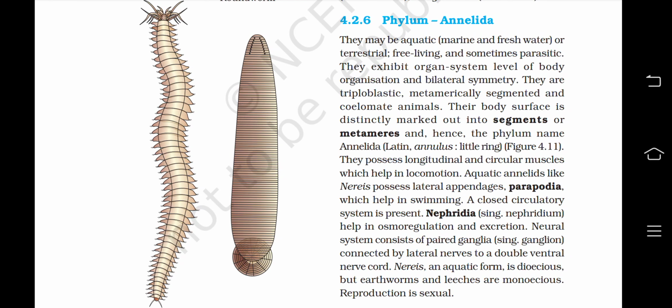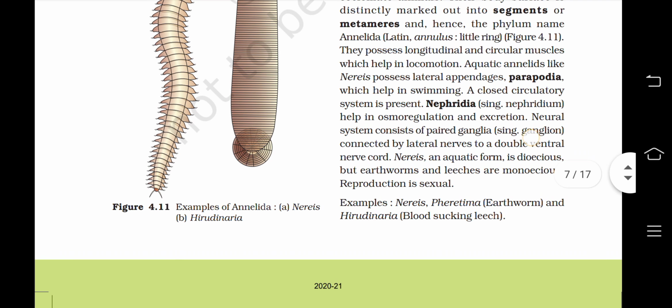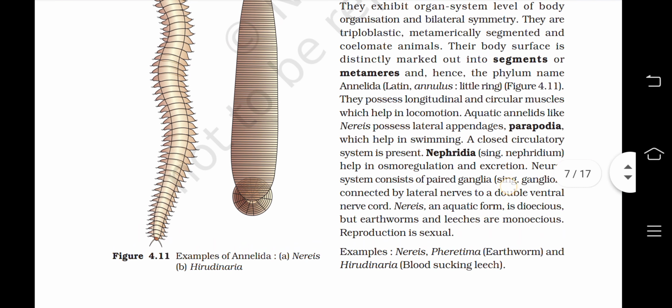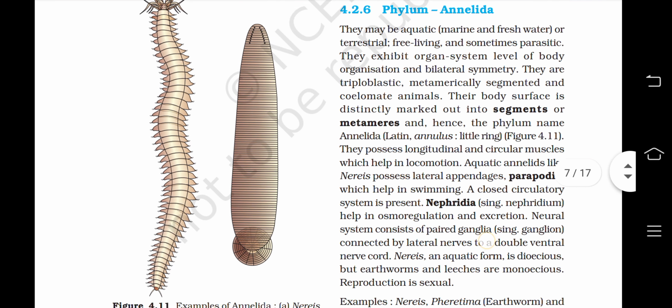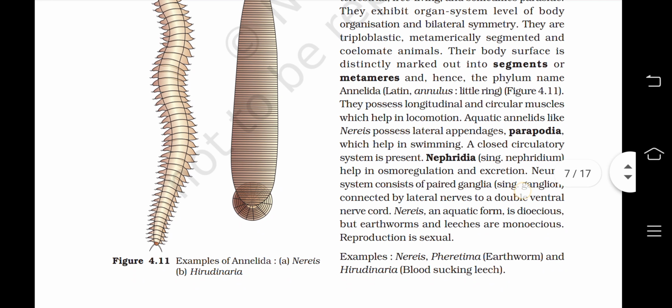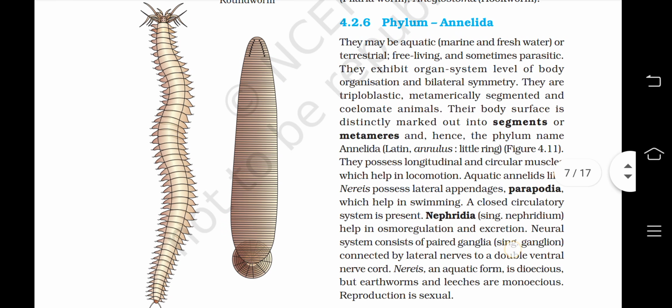little ring. Figure 4.11. So here are the examples of Annelida. A is Nereis, which is an aquatic form, and second is Hirudinaria. Now they possess longitudinal and circular muscles which help in locomotion. Aquatic annelids like Nereis possess lateral appendages, parapodia, which help in swimming.